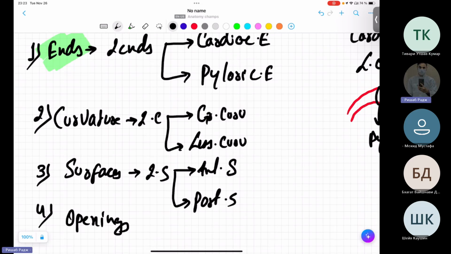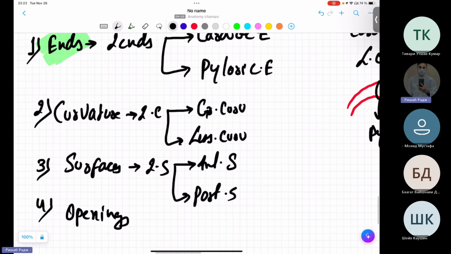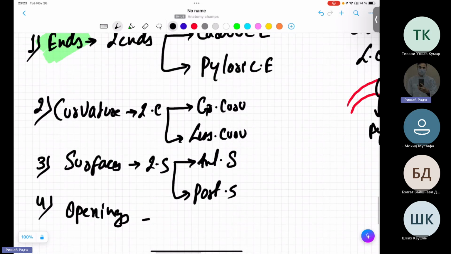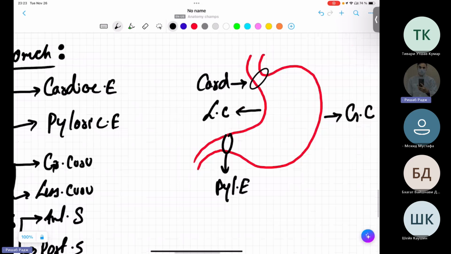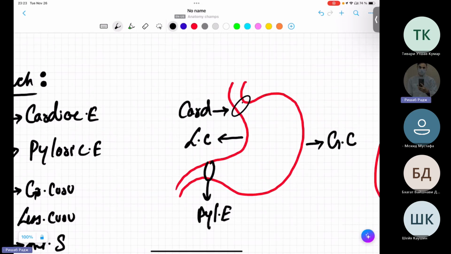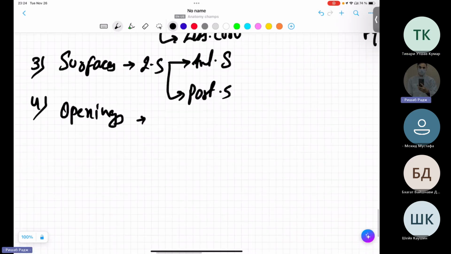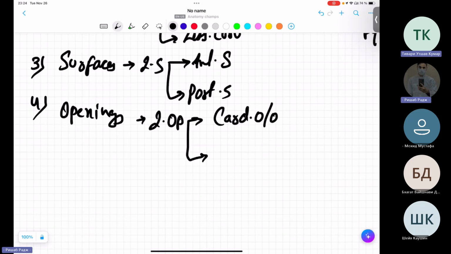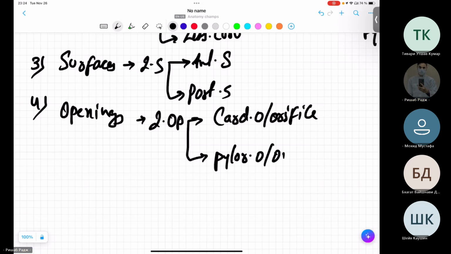Rather than cardiac end, you had two ends. In those ends, you will have openings. How many openings do you have? Two. At the cardiac end, you will have the cardiac opening. At the pyloric end, you will have the pyloric opening. So two openings. Cardiac orifice or pyloric orifice. Orifice means what? Opening. Ostium means what? Opening. Apertura means what? Aperture or opening. And you have the pyloric opening or orifice.